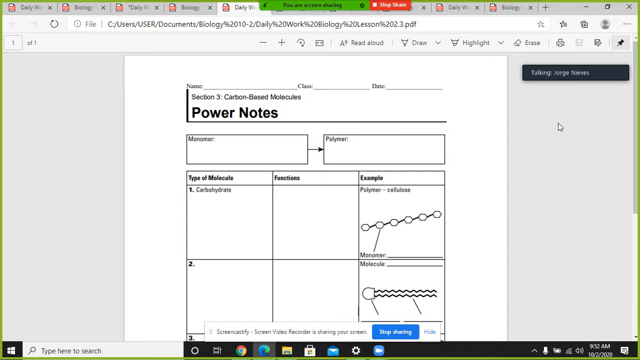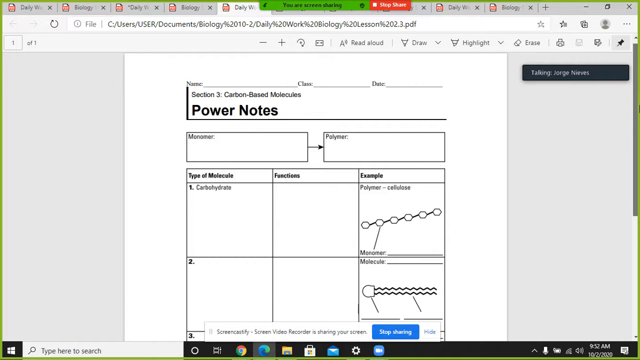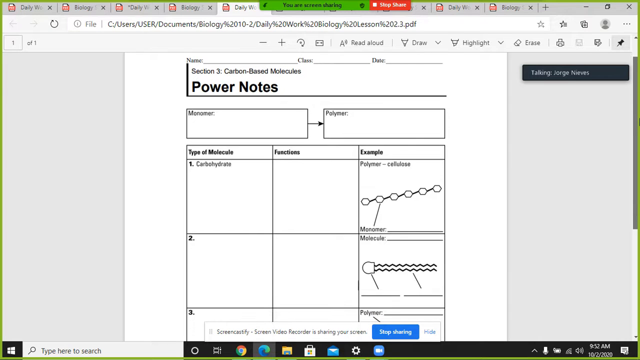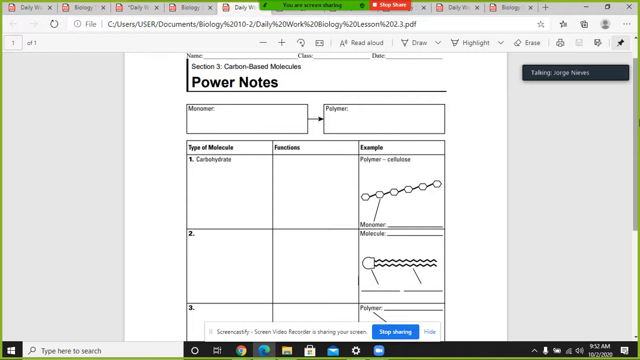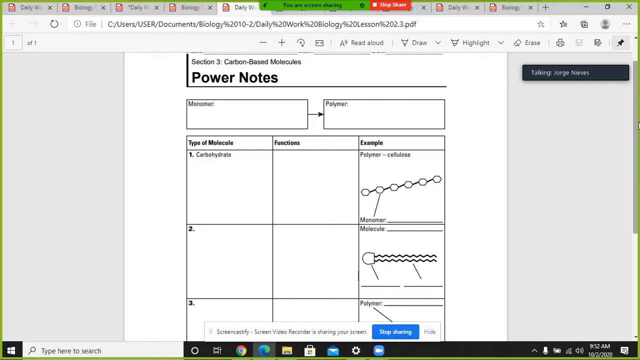So the third section is section 2.3, or section 3, carbon-based molecules. Okay. So in this section, we start talking about monomers. A monomer is a small molecule that is a single unit in a much larger molecule. So when we talk about monomers, we're talking about the small molecule, or the subunit of a larger molecule. Mono means single or one, so that helps us remember what a monomer is.